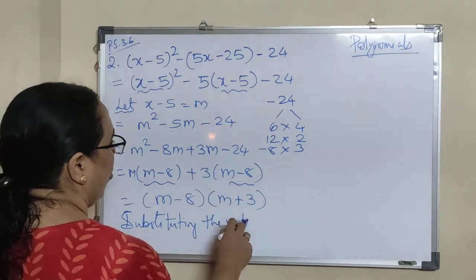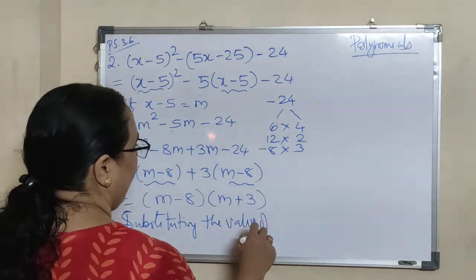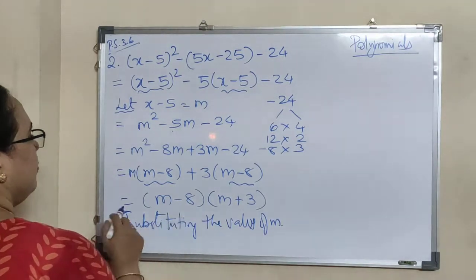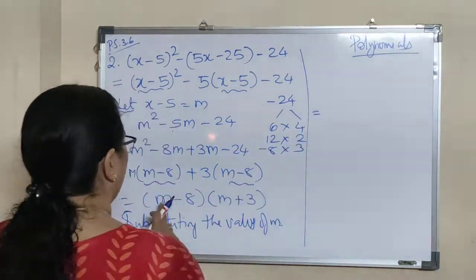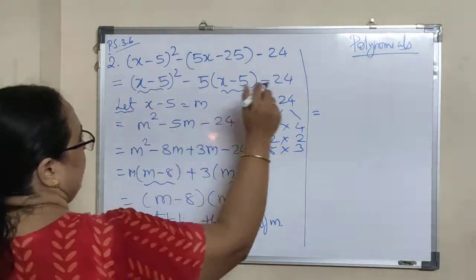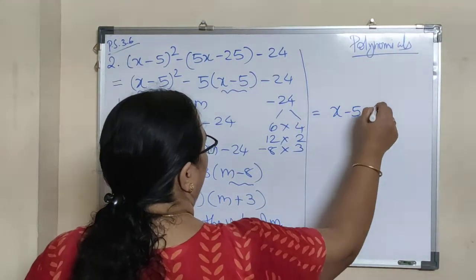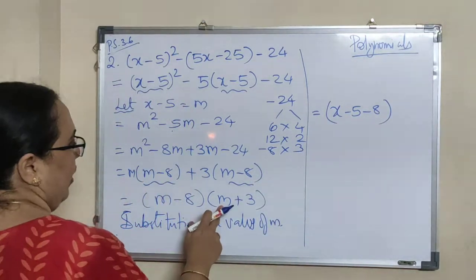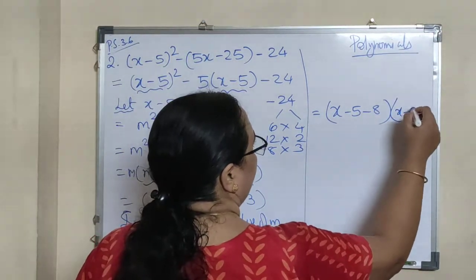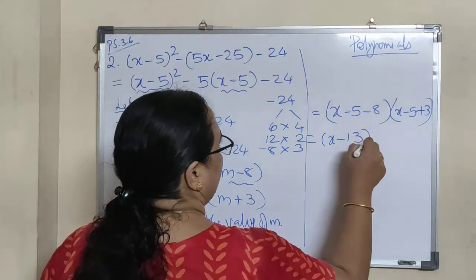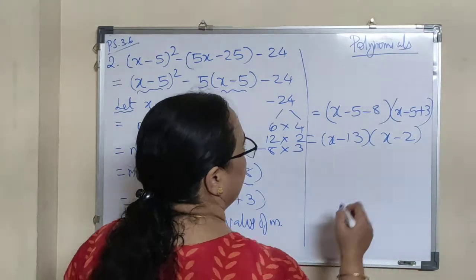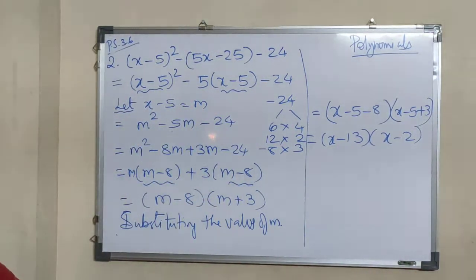Resubstituting, or substituting the value of m. Now this will become m is x minus 5, so (x minus 5) minus 8 and (x minus 5) plus 3. So what do you get? x minus 13, x minus 2. Have you got the factors? Yes? So is it clear?